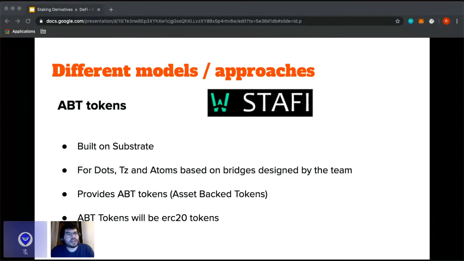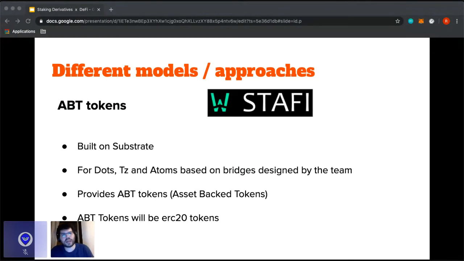The fourth solution is the one designed by Staffy, and it's called ABT tokens. This solution is built on Substrate, but at the same time, it gives back ERC20 tokens. The way it is designed is that they have their own blockchain on Substrate, and they are going to do bridges with the different other blockchains in order to allow the delegators to go through the Substrate blockchain that they are building in order to delegate on the different blockchains. So it could be on Polkadot, Tezos, Cosmos, and then get back a token that is an asset-backed token.